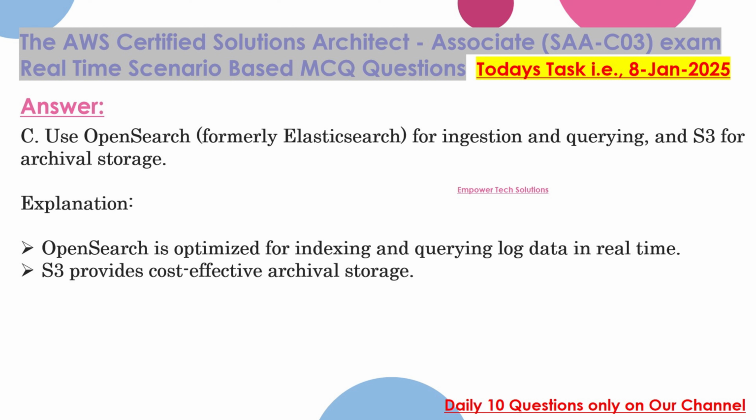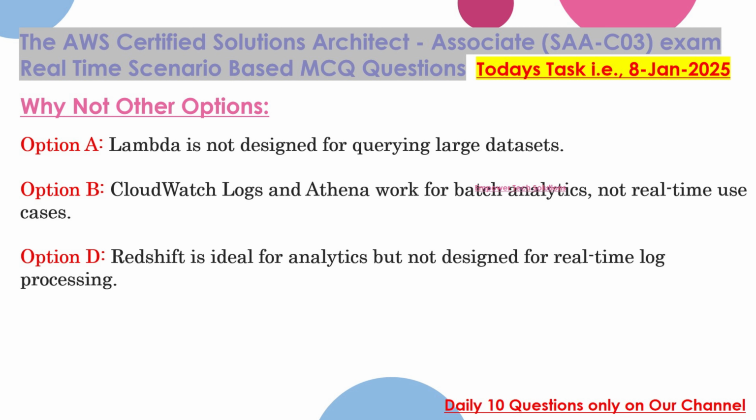Explanation: OpenSearch is optimized for indexing and querying log data in real time. S3 provides cost-effective archival storage. Why not other options? Option A, Lambda is not designed for querying large datasets. Option B, CloudWatch Logs and Athena work for batch analytics, not real-time use cases. Option D, Redshift is ideal for analytics, but not designed for real-time log processing.